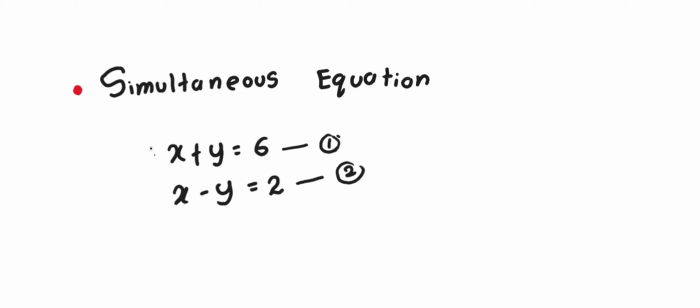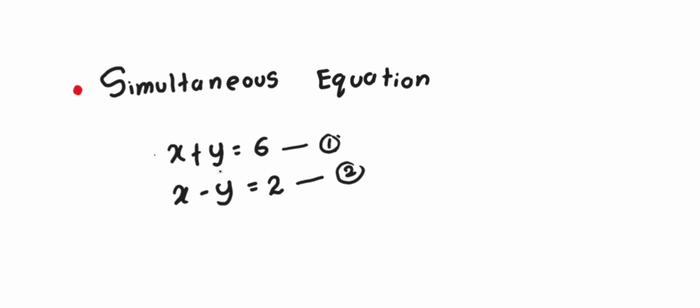For example, take this: x plus y equals 6. This is equation 1. And the other equation is x minus y equals 2. This is equation 2. So there are two equations and two variables. One variable is x and another variable is y.